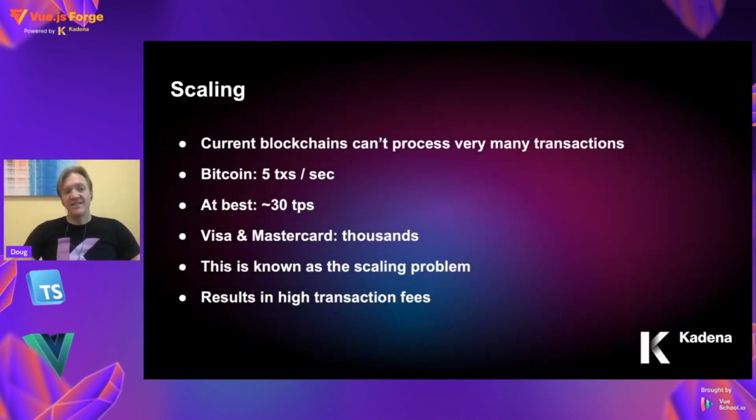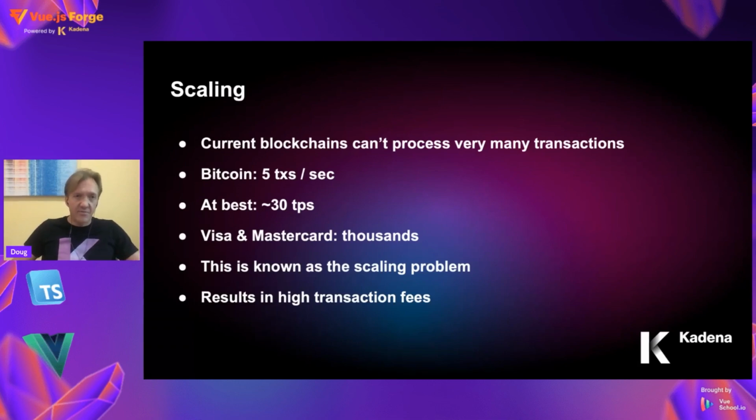Now, current blockchains can't process very many transactions. Bitcoin handles about 5 transactions per second. Some of the others can maybe do more, 10, 15. We're talking at best 30 transactions per second for the proof of work blockchains out there today. But this is not good enough to handle the world's transaction volume.